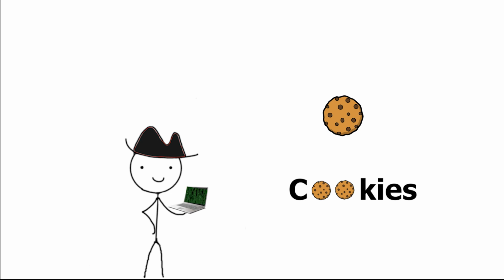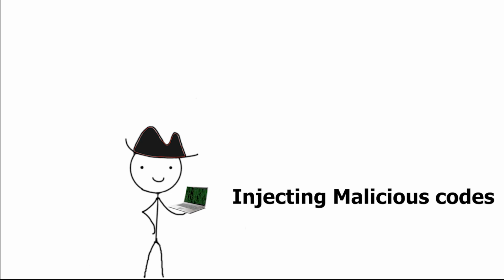So, if an attacker can inject malicious code via XSS, cross-site scripting, they can get your session cookies. These cookies hold your session information, which is how the website knows you're logged in. So, by stealing these, an attacker can impersonate you on the site without needing your password, essentially hijacking your account. Right, I think that's quite enough talk about cookies, yeah? Let's move on to injecting malicious code.